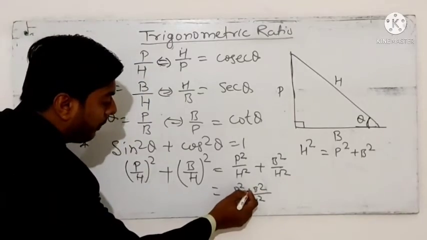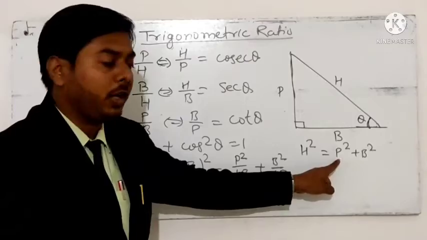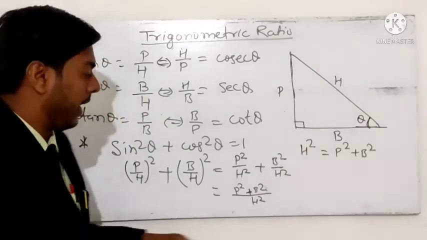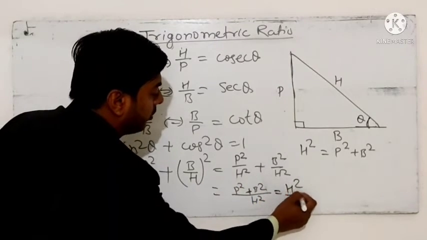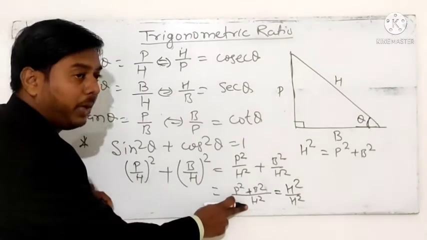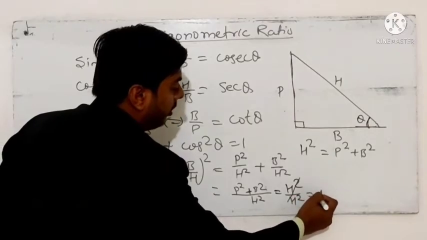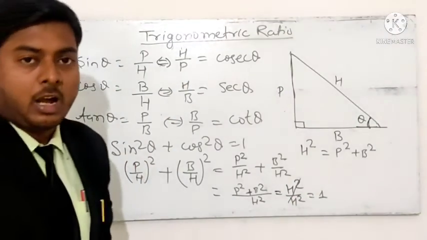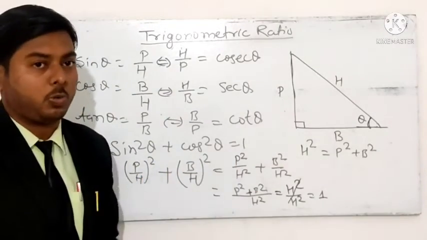Now, according to the Pythagoras theorem, you know that perpendicular square plus base square is equal to hypotenuse square. So we can write this as h square, and in the denominator is h square. Cancelling them, we get 1 as the answer. So this is how we get sin square theta plus cos square theta equal to 1.